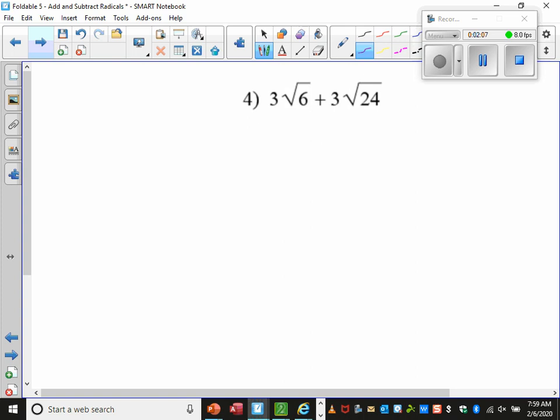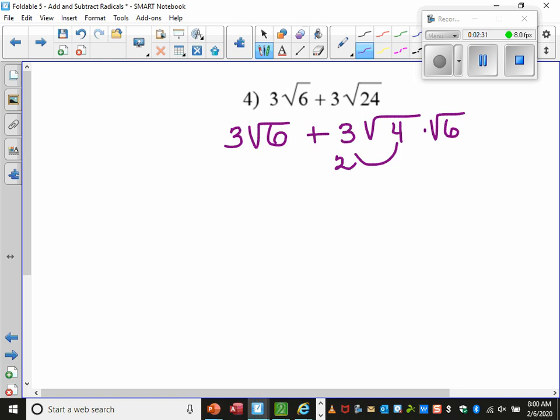Going to number 4, I will need to simplify the 24. So I'm going to leave the 3 rad 6 as it is. I'm going to simplify the 24 to 4 times 6. Take the square root of 4 out, which is 2, multiplied by the 3 that's on the outside. That's going to give me 6 rad 6. So now I can add the 3 and the 6 together, and I'll have 9 rad 6.